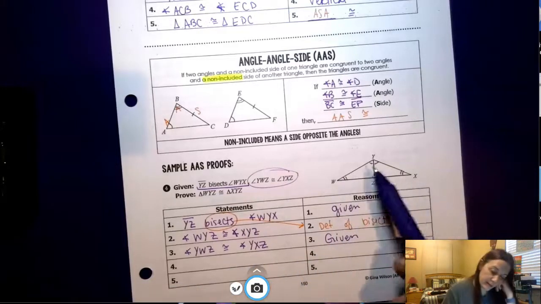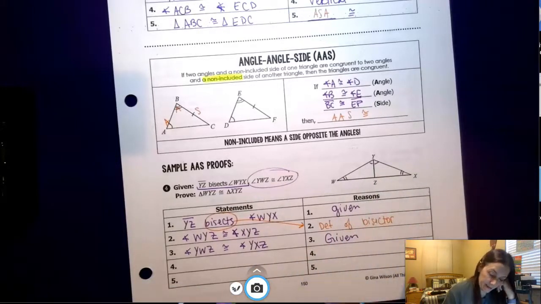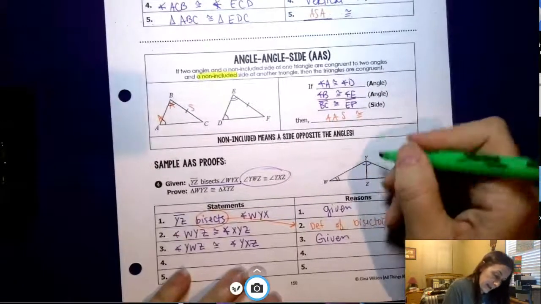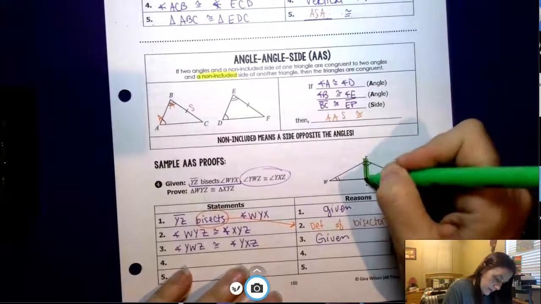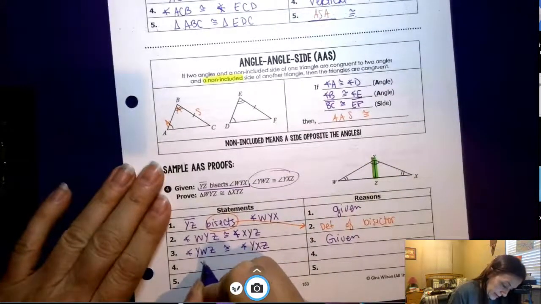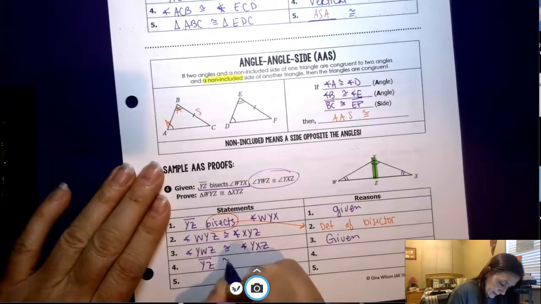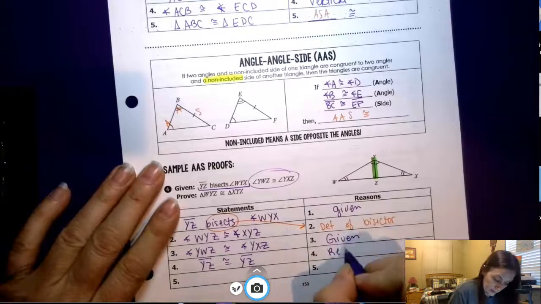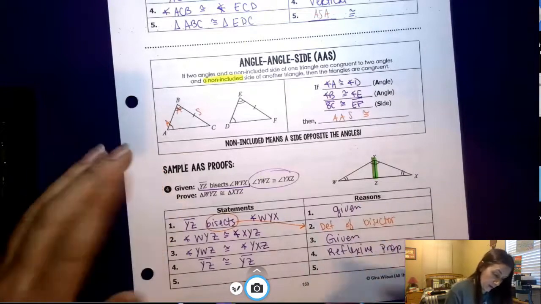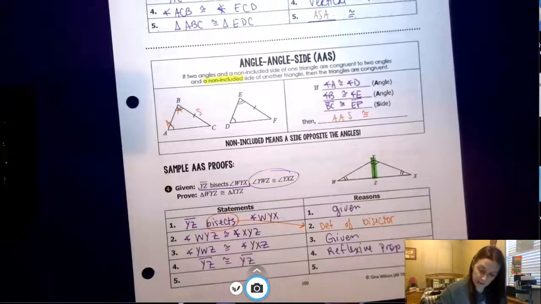So I have 2 angles. Do I have a side? The one side I know is going to be the same is this YZ because it is part of both triangles. So I could go ahead and say YZ is congruent to line segment YZ because that's my reflexive property. So now, my last statement always goes at the end here.